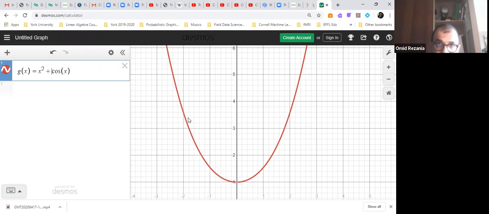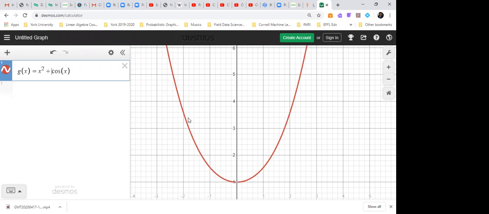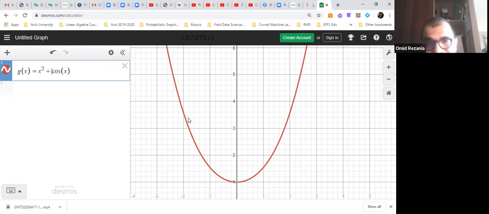Correct? Yes. Awesome. Then you see that even geometrically, this function is an even function because there's a line of symmetry, and the line of symmetry is always the y-axis.